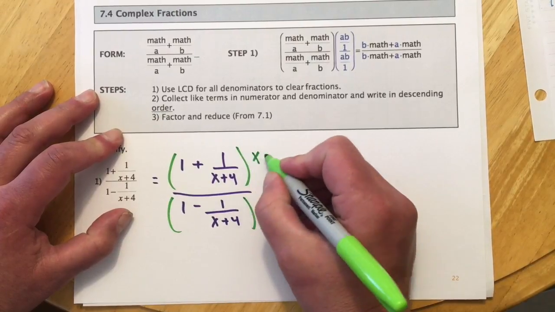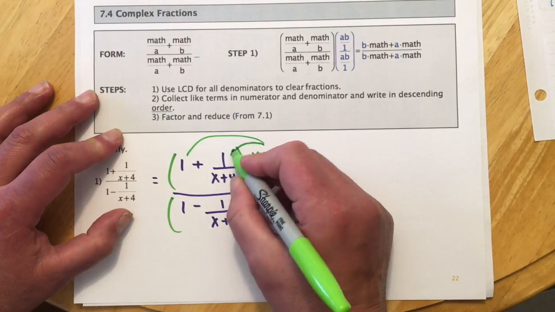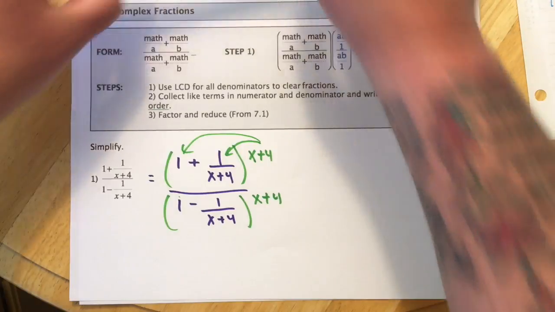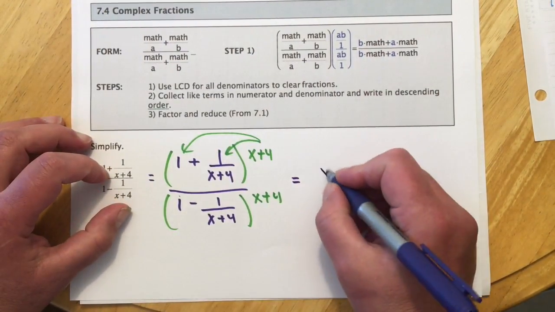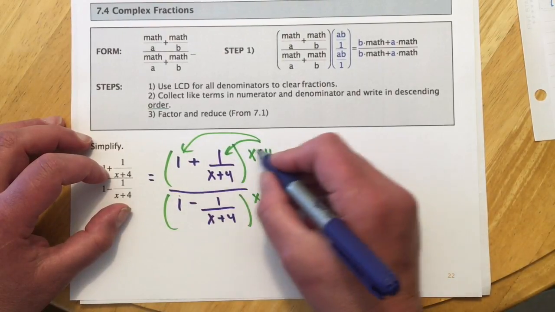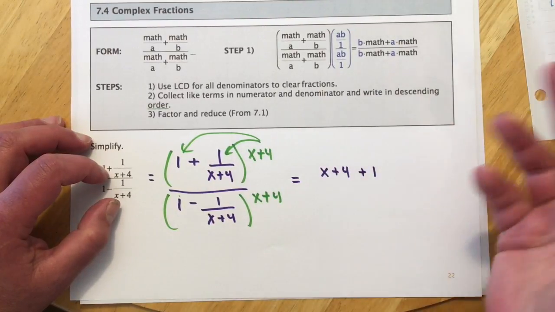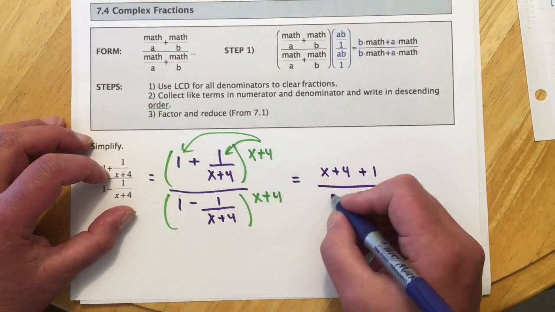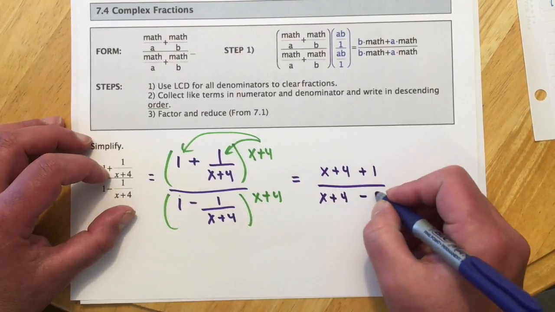So I'm using the LCD, which is x plus 4. You can multiply it to the 1 and to here, same thing down here. And so that's going to look like x plus 4 times the 1. Here they would cancel, but they don't disappear, they leave a 1. Because x plus 4 over x plus 4 is really 1 for any value other than negative 4. And same thing down here, we're going to have x plus 4 times 1. But now this time when they cancel, it'll be minus 1.